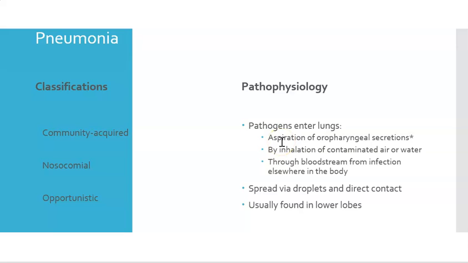Pneumonia. So classifications of pneumonia, we've got community-acquired, nosocomial, and opportunistic. So the pathology for this is going to be anything that's entering the lungs. So pathogens enter the lungs, could be flu, been talking a long time. Could be food if it's aspiration pneumonia, could be secretions, inhalation of contaminated air, and then through the bloodstream, although that's going to be a little bit more rare. They're spread through droplets and direct contact, and it's usually going to be found in the lower lobes.